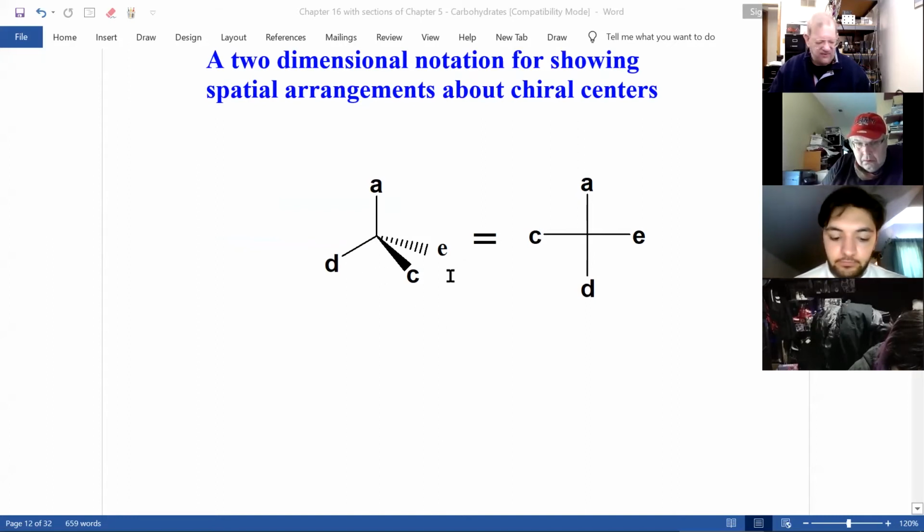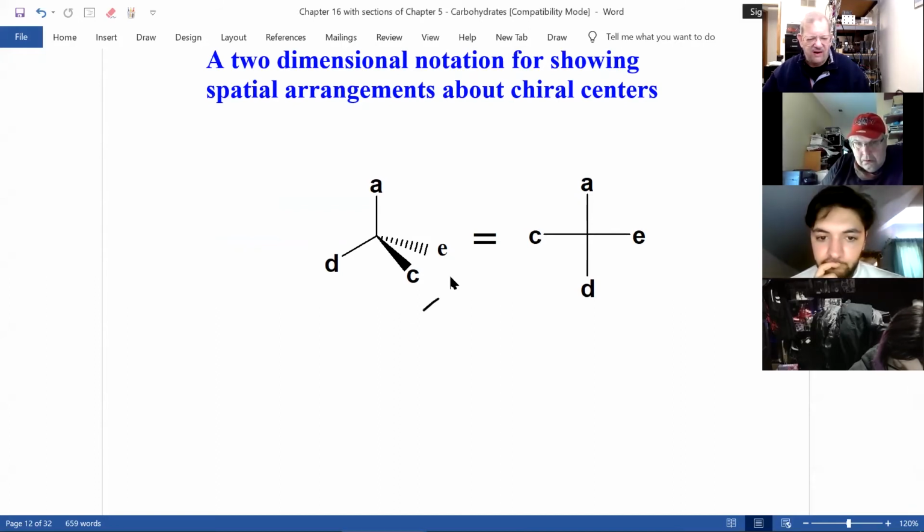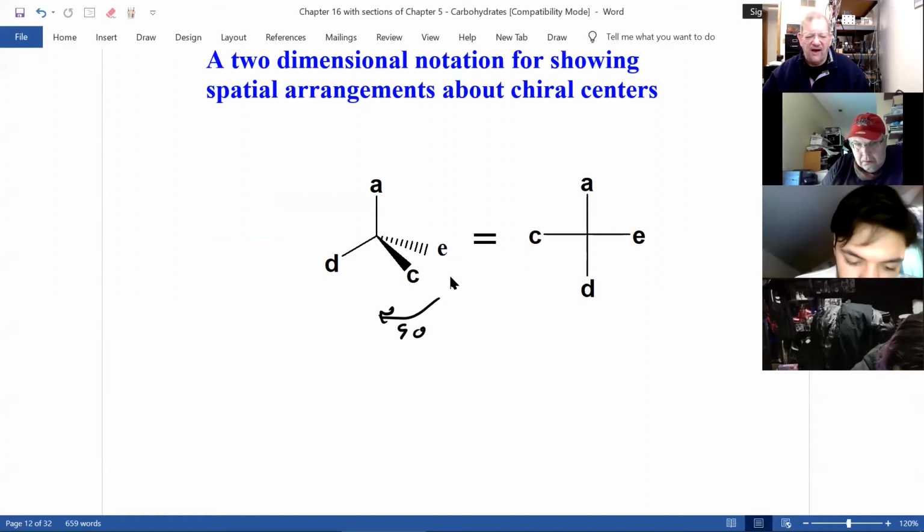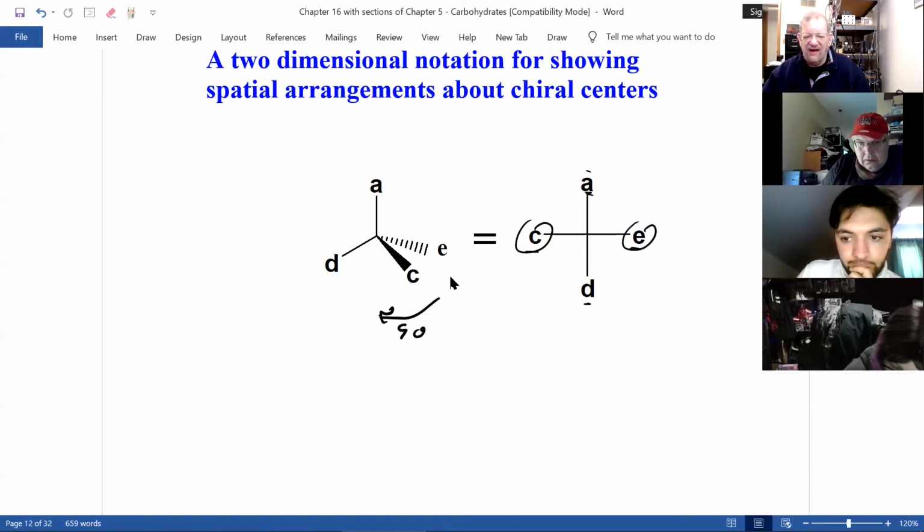And if you rotate this 90 degrees, then flatten it out, you'll find C is on this side, E is here, D is on the bottom, A is up. And what this really means is C and E are coming towards you, and A and D are going away.